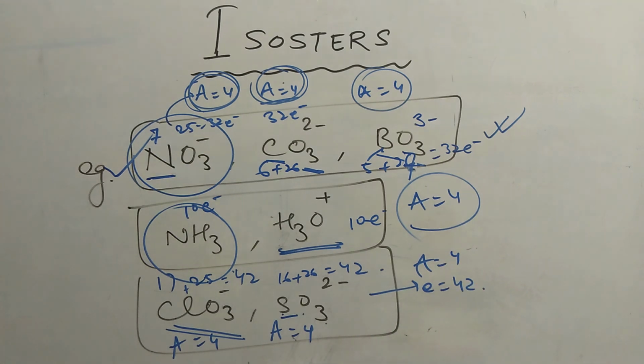So these are the species, students, in which you have found that they have the same atomicity, similar Lewis structure, and an equal number of electrons. So these species are called isosters. Prepare this, students, it will be really useful for your entrance exam.